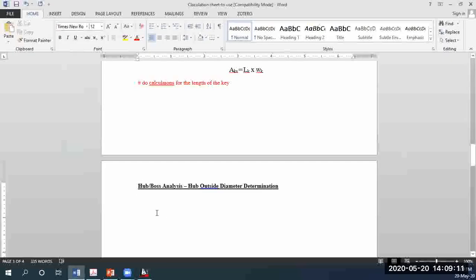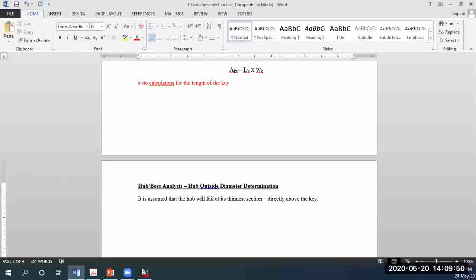So in your calculation sheet, you could make a note, right, which says that it is assumed that the hub will fail at its thinnest section, which is directly above the key. Again, once again, you do not have to copy me on this. And there are some assumptions we are making.